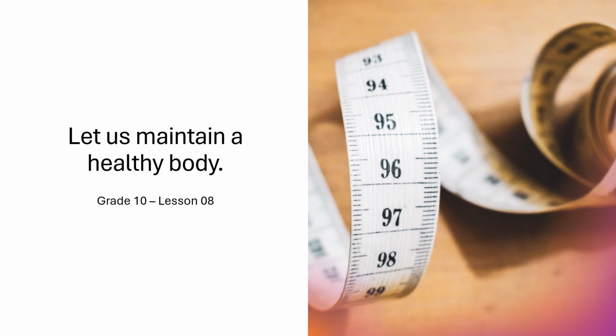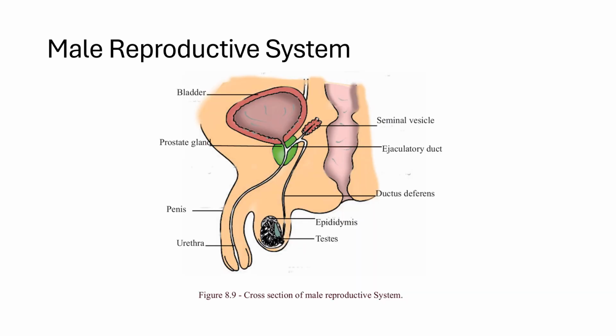Today we are going to continue the fifth part of Lesson 8 from the Grade 10 Health and Physical Education Lesson Series. And this is the final part of our lesson. The lesson is about maintaining a healthy body. In this part of the lesson, we are going to talk about the male reproductive system.